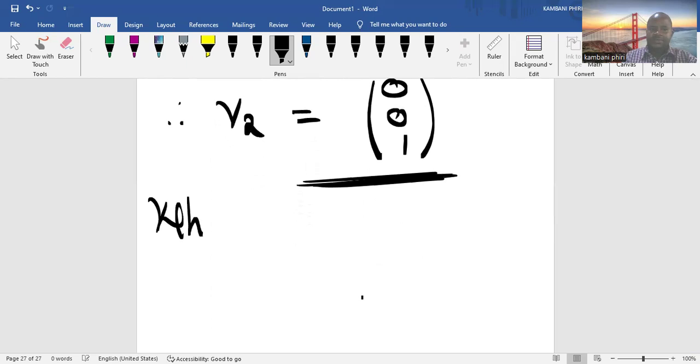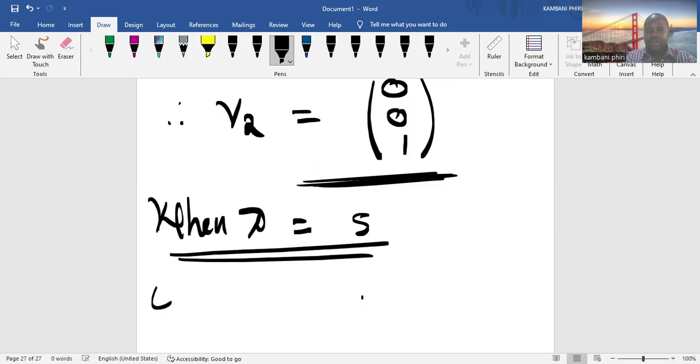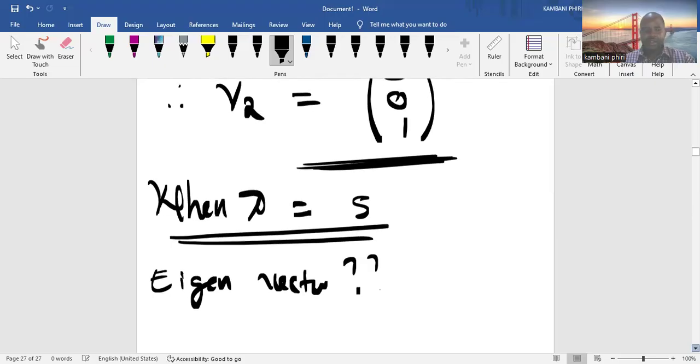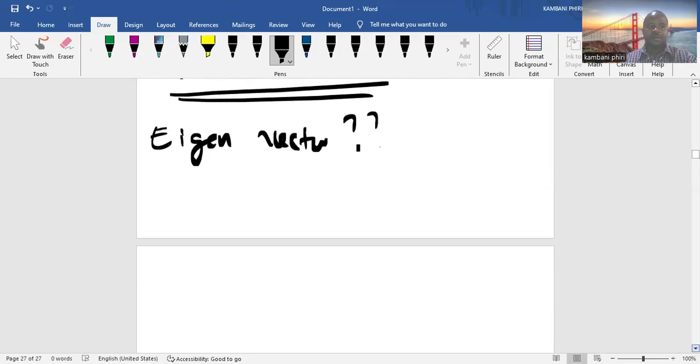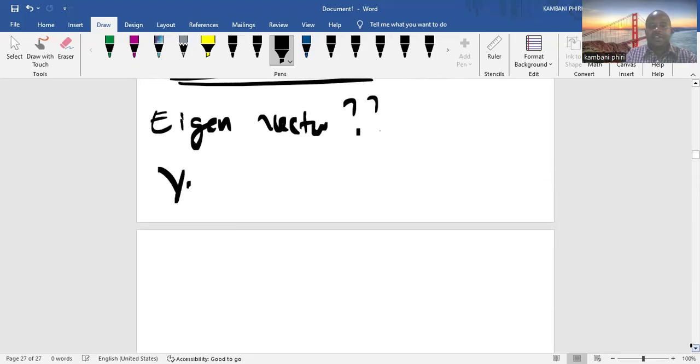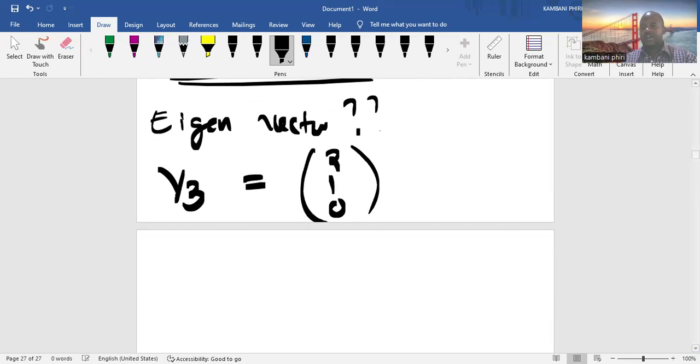Now, when lambda is equal to 5, what is your eigenvector? Give it a try and compare with what I found. I found V3 to be 2, 1, 0.